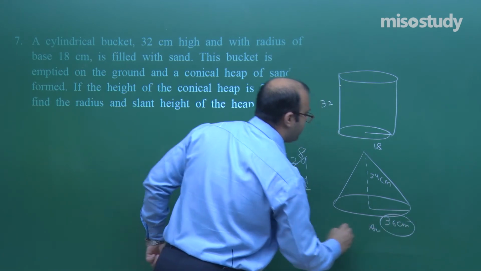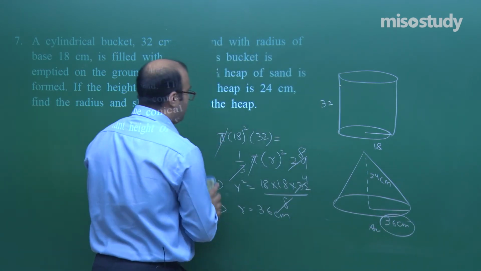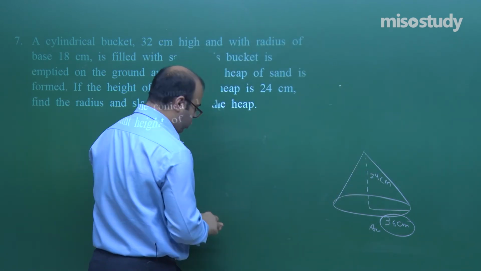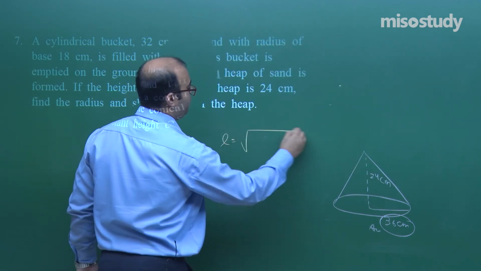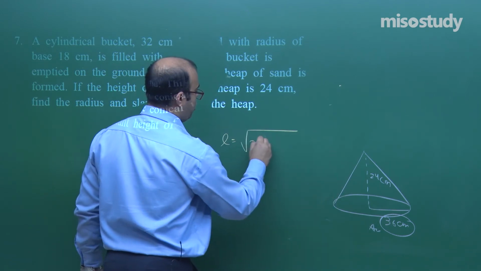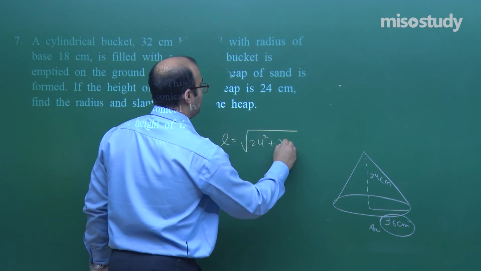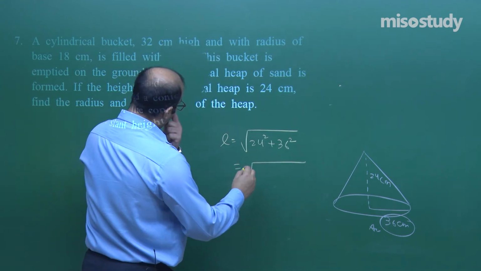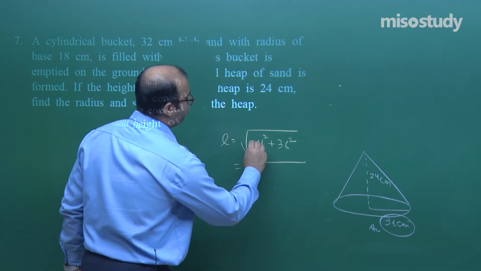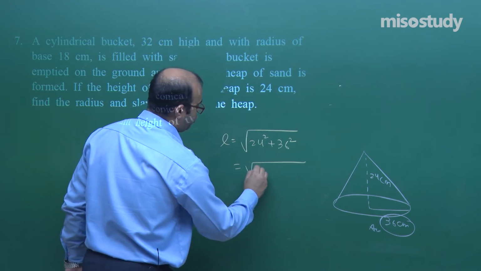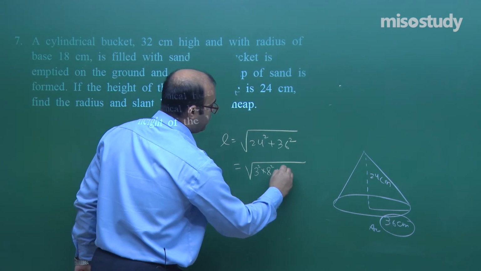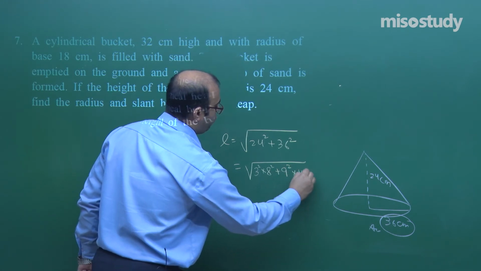This is one answer. Another is finding the slant height. So what will be the slant height? Of course slant height is going to be root over h square plus r square, 24 square plus 36 square. So what we can do? 24 can be written as 3 into 8. So 3 square into 8 square. And 36 is 9 into 4. So 9 square into 4 square.